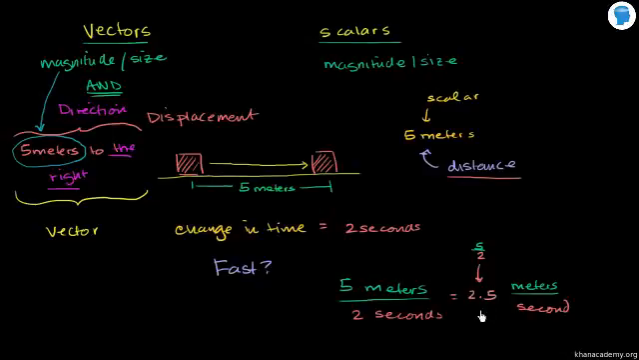So my question to you: this 2.5 meters per second tells you how far it traveled in a certain amount of time. Is this a vector or a scalar quantity? It is telling you how fast it went, but is it giving you just a size, or is it also giving you direction? Well, I don't see any direction here, so this is a scalar quantity. And the scalar quantity for how fast something is going is speed. So we could say that the speed of the brick is 2.5 meters per second.